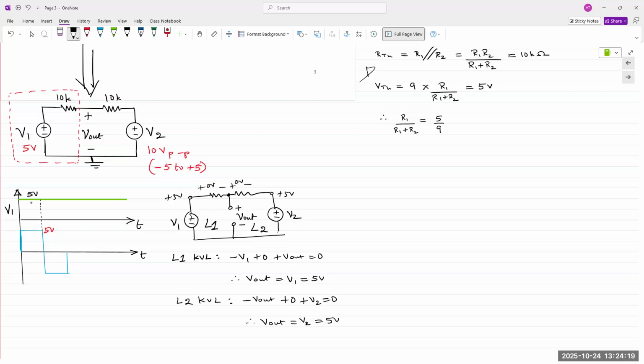KVL is based on laws of physics that are inviolable. Okay, they are a fact. So you apply KVL to the left loop, you get the same answer. You apply KVL to the right loop, you still obtain the same answer. Okay. Let's take a pause. Let me know if you have any questions.